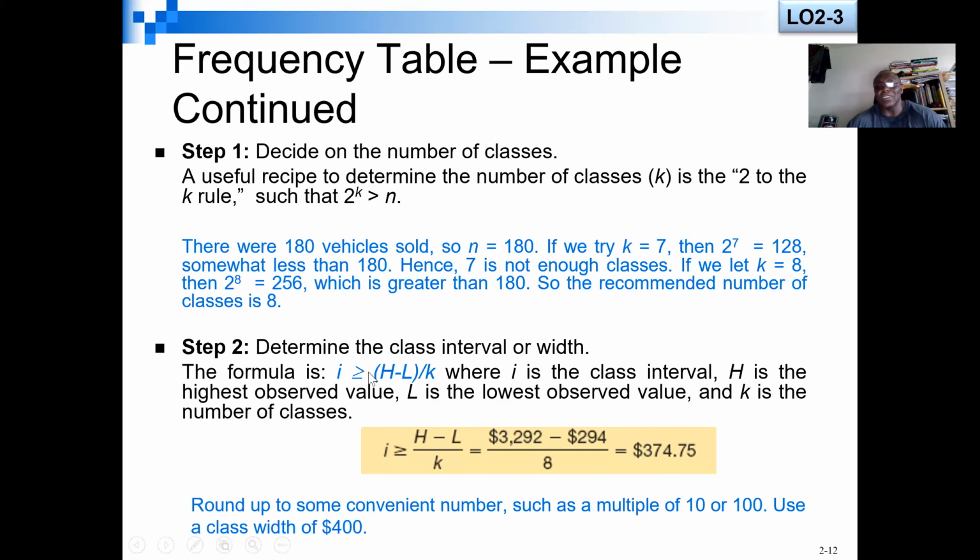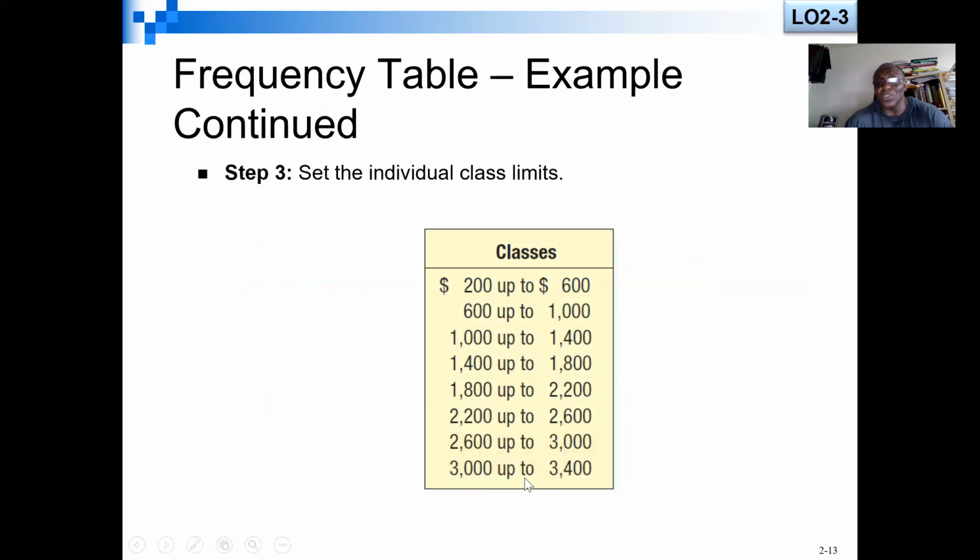Next step is to determine the class interval or the width. So the formula to do that is to look at the highest and the lowest value, subtract the lowest from the highest, then divide by k, which we just calculated in step 1. So now this will give us 374.75, because the highest is 3292 and the lowest is 294. So we find the difference of the two, then we divide by k, and k in this case is 8, which we found in the first step. Now, 374.75 is a difficult decimal value, because this value will be the interval, the class width. So we can approximate it to 375 or 374.